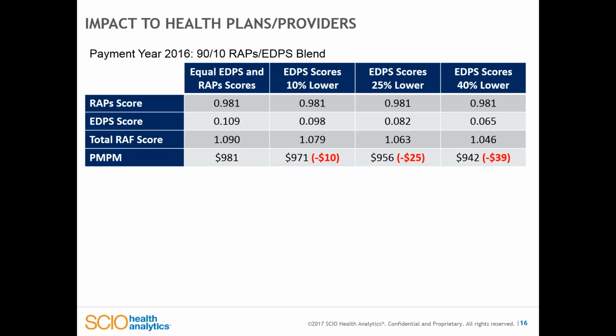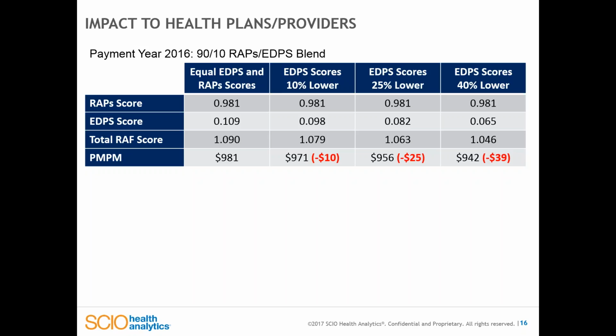So let's talk about the impact to health plans and providers as a result of the blend. Given everything, we're going to keep the risk score at 100% for each one. So if your EDPS and RAP score are equal, take a look at column 1, both raw EDPS and RAPs at 90-10 blend, the total is 1.090, and if your EDPS score and your RAP score are 100% the same, you're going to have no impact to your dollars.